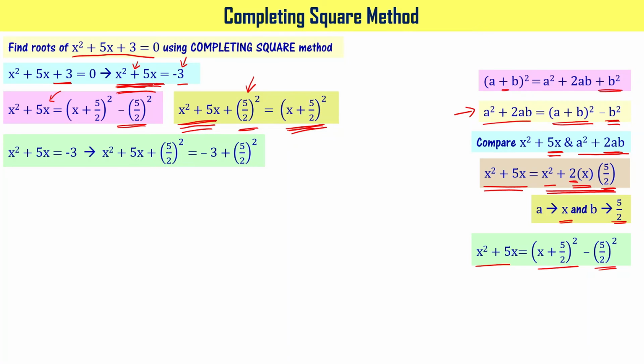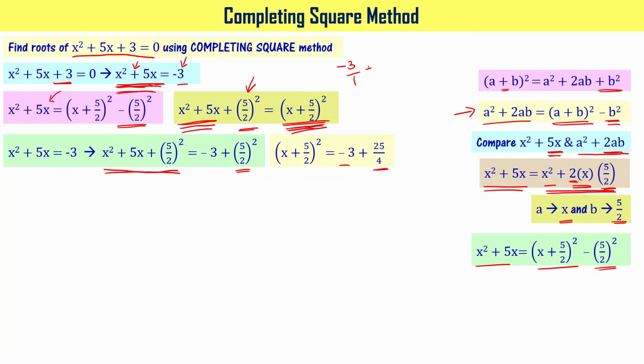When you add (5/2)² on both sides of the equation, the LHS becomes x² + 5x + (5/2)², that is equal to -3 + (5/2)², right? This becomes now (x + 5/2)² equal to -3 + 25/4. (5/2)² can be written as 25/4, right? Now let us find the value of this.